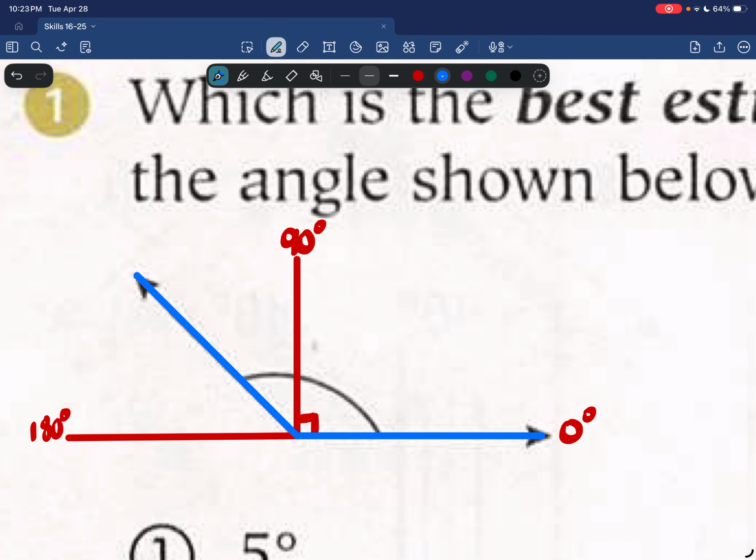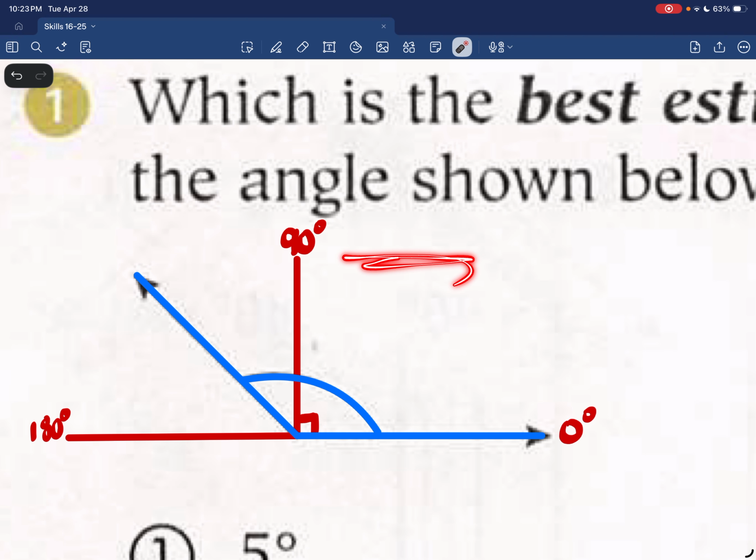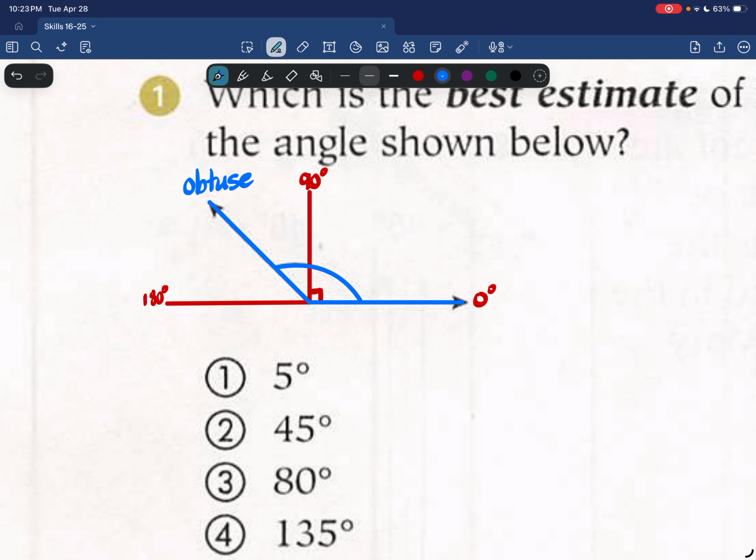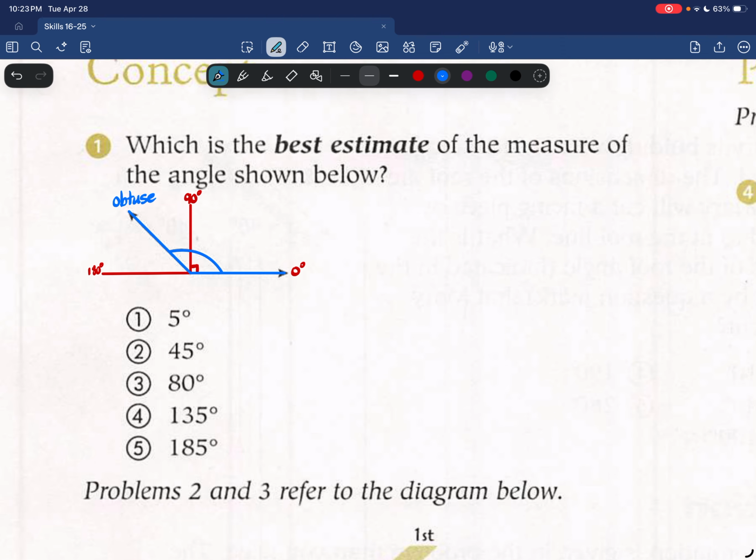I can tell you he's obtuse. He's past the acute section, which would be over here, got to 90 degrees, kept going, but not all the way to 180. So I can tell you that this is an obtuse angle. It's bigger than 90, but smaller than 180. So which of my choices would be correct? Would be number 4. It is an obtuse angle.